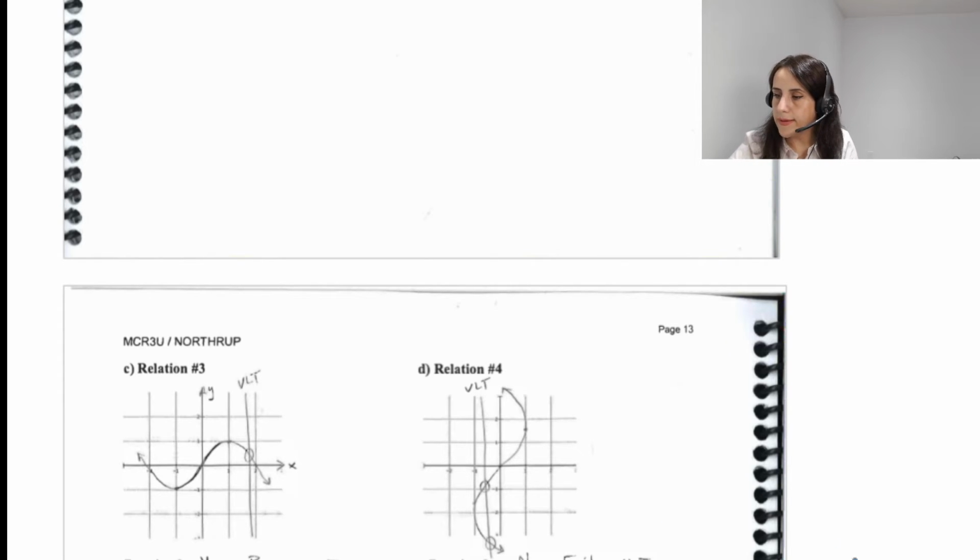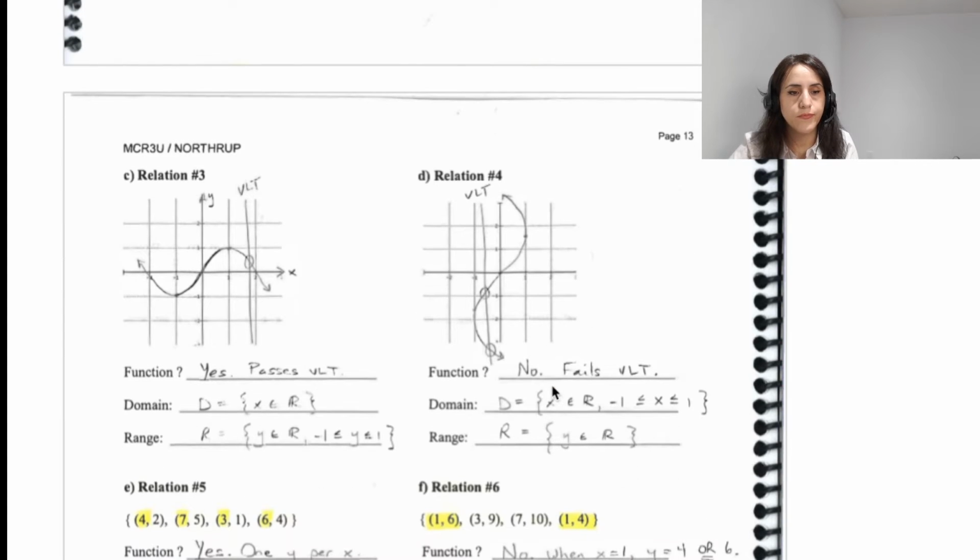Okay, let's see here. Yes, this one passes the vertical line test, so it is a function, but the other one doesn't pass the vertical line test because it passes through 2 points, so it is not a function, it is just a relation. The domain is all of the real numbers, from negative infinity to positive infinity, because there is no restriction on the x-axis. But the range has a restriction between -1 and 1, because the lowest y value is -1 and the highest value is 1.